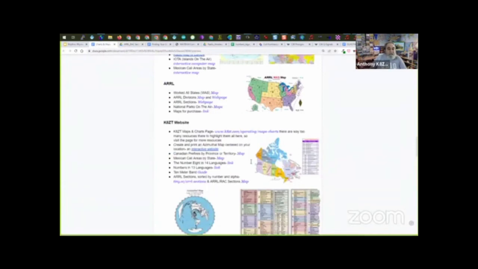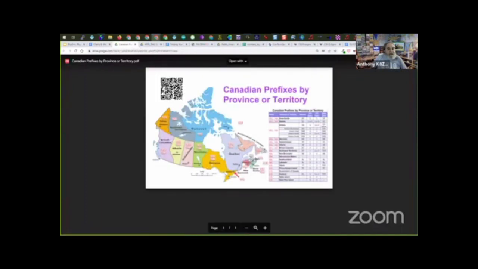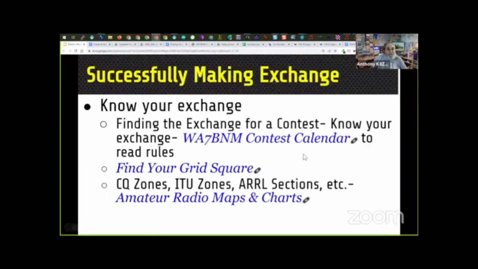Canadian maps with prefixes. I couldn't find one of these, so I actually created one myself. So you can take a look at this. VE0, by the way, you know where that's at? That is a Canadian maritime mobile station. But here are the different provinces. The GTA is now going to be called the Golden Horseshoe. But know your own information.